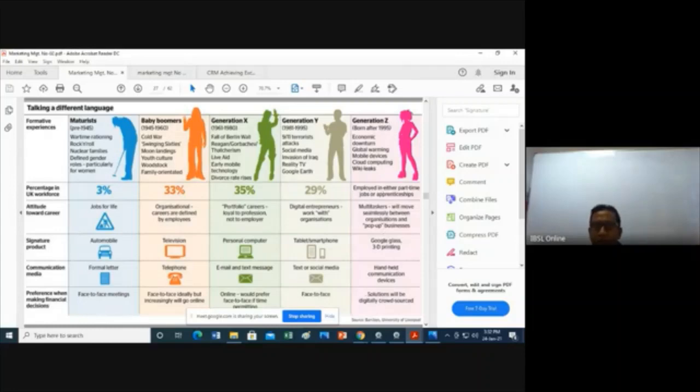Their habits are that they are more tech savvy. Their communication media is handheld devices, cell phones, and all digital platforms. They don't look at lifetime jobs; they prefer very short term, fast track careers. So we are talking about five generations: maturists, baby boomers, Generation X, Y, and Z.